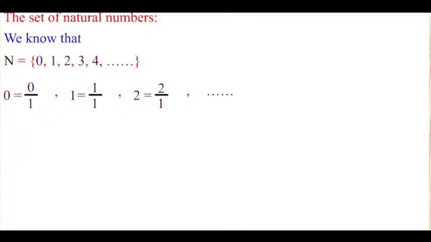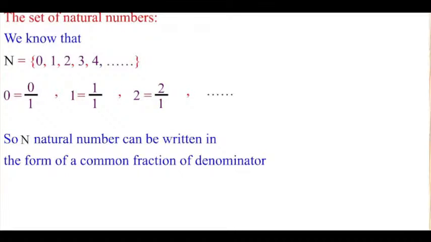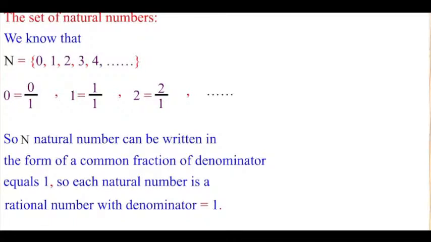The set of the natural numbers. We know that N equals the set of 0, 1, 2, 3, 4, and so on. 0 equals 0/1, 1 equals 1/1, 2 equals 2/1, and so on. So any natural number can be written in the form of a common fraction with the denominator equal to 1. So each natural number is a rational number with the denominator 1.